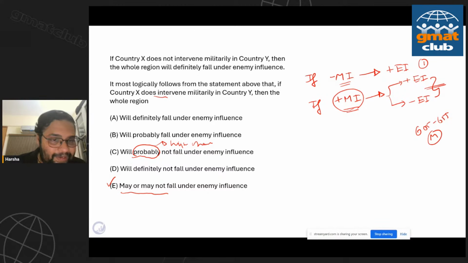So probably is the problem. But exactly, probably is the problem. Probably means that if country X does intervene militarily, then there is a very good chance that the place will not fall under enemy influence. But are you sure about that? Without knowing anything about how strong the enemy is, how strong this military is, what is the geopolitical situation out there, can you really say that just because this country is going to intervene militarily, there's a very good chance it won't fall under enemy influence? Are we sure about that?